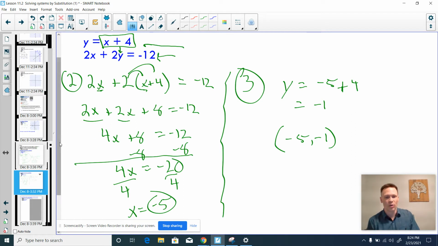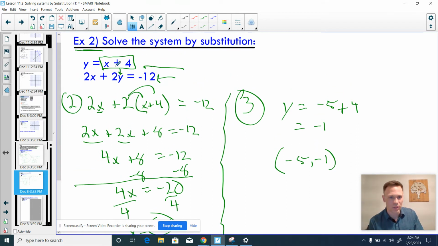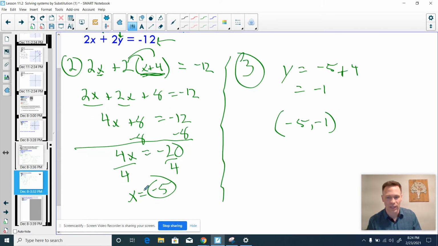Okay, so what did we do in this one? We knew that y was equal to something right off the bat. So we substituted that something, that x plus 4, into the other equation right there. And then it was just a whole bunch of solving. We had to distribute first, combine some like terms. Then we had a two-step equation to subtract 8 and divide by 4, and we ended up with negative 5.